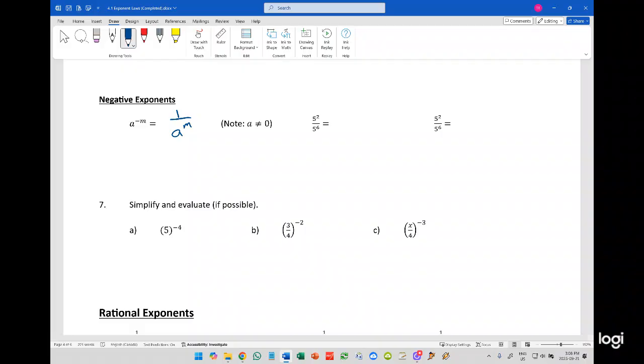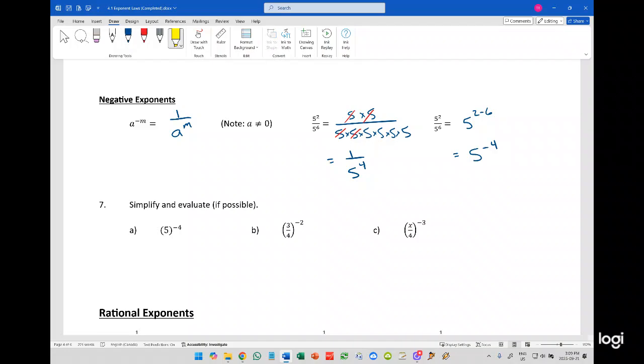Okay, so for this one, what I'm going to do is write it out manually. I'm going to say this is 5 times 5 on the top, and then 1, 2, 3, 4, 5, 6 on the bottom. 2 of the 5s will cancel, and I'm left with 1 over 5 to the exponent 4. But I also know that the exact same fraction is equal to 5 to the 2 minus 6, which is 5 to the negative 4.